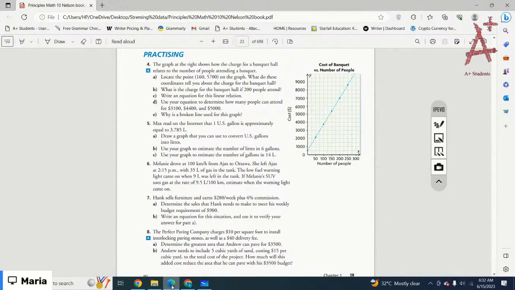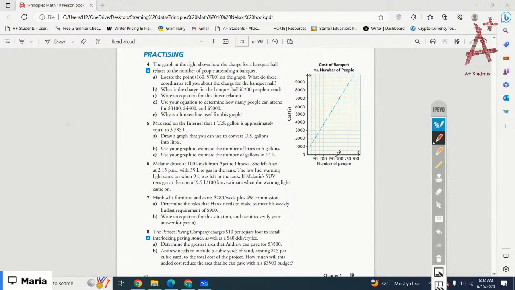Okay, let me read the question. The graph at the right shows how the charge of a banquet hall relates to the number of people attending a banquet. Locate the points, say 160 and 5700, on the graph. What do these coordinates tell about the charge of the banquet hall? Let's just look at part A, 160.